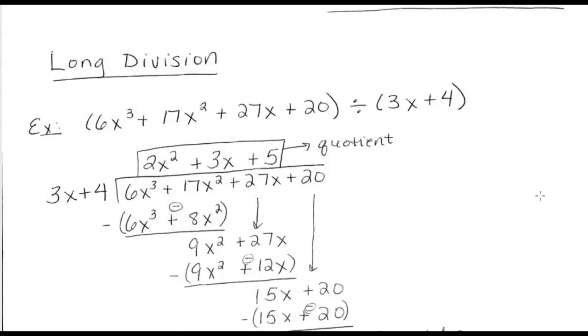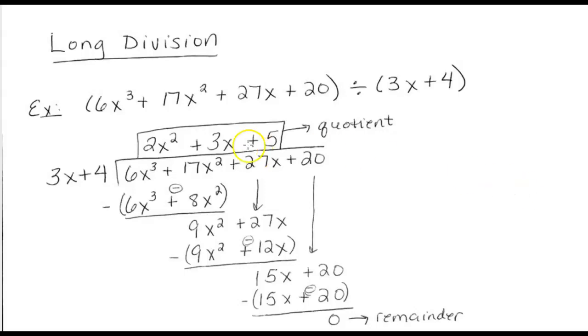Hopefully you've done long division problems before. You will not need to use this very often, but there are cases where it's necessary, so we do need to review how it works. So let's say we have the polynomial 6x to the third plus 17x squared plus 27x plus 20, and we need to divide that by 3x plus 4. To set this up for long division, the 3x plus 4 is going to sit outside of my division bracket, and then underneath the division symbol, we put our 6x cubed plus 17x squared plus 27x plus 20.